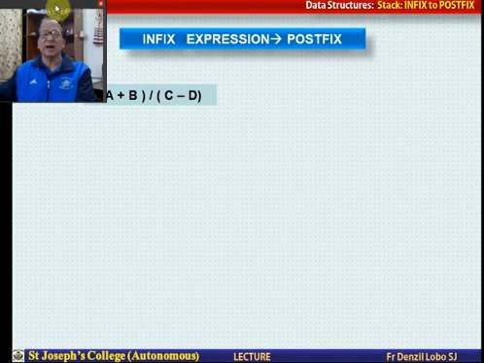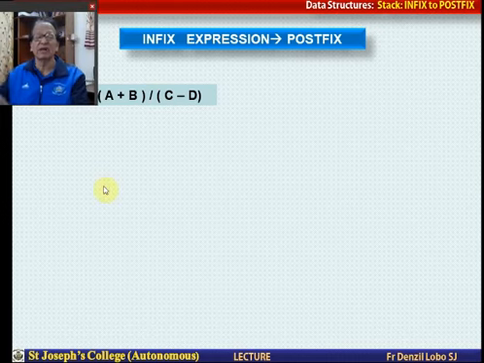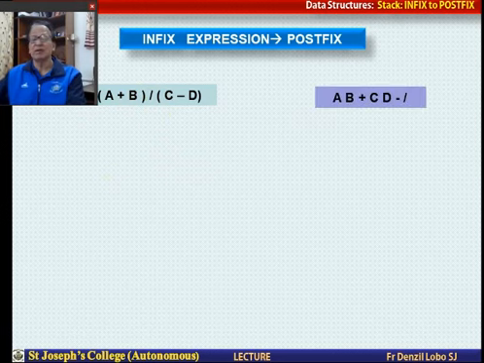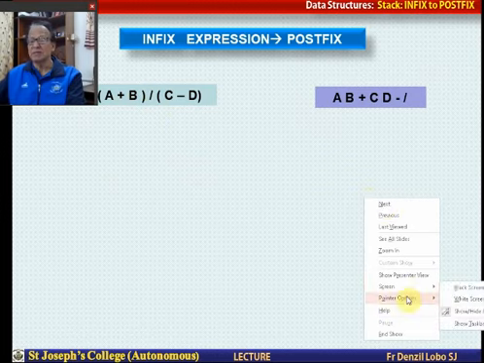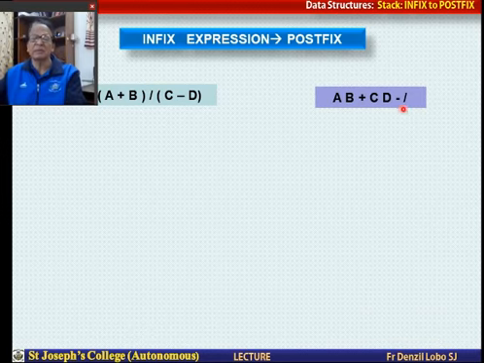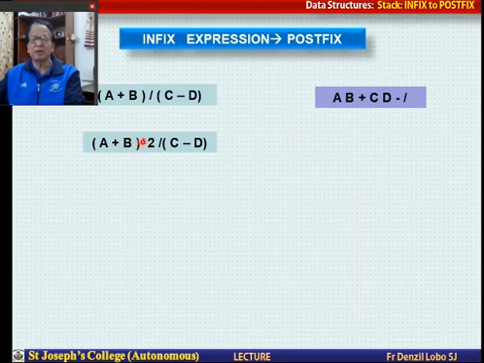First, let us try to understand what is an infix notation. As you see here, there is a mathematical expression a plus b divided by c minus d. What is the postfix notation of this after conversion? So its postfix is ab plus cd minus divided by. Similarly, a plus b whole square divided by c minus d becomes ab plus 2 power cd minus divided by.